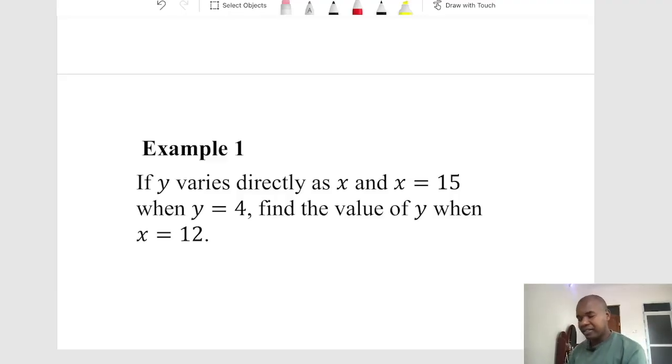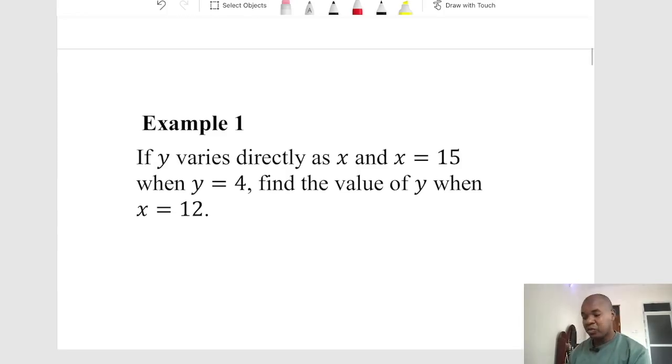Now, let us jump to examples. Example number 1: If y varies directly as x, and x equals 15 when y equals 4, find the value of y when x equals 12. So I just want to give you this important step. How do we solve this kind of question? Firstly, translate the question. y varies directly as x. So solution: it means y is directly proportional to x.